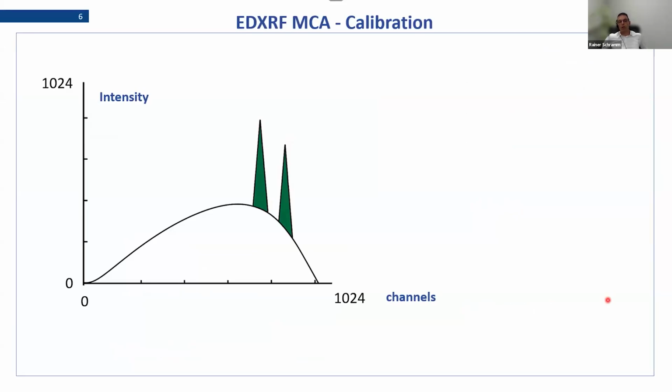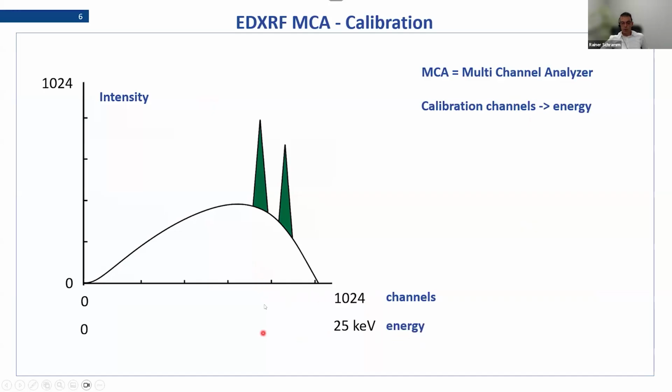MCA is the multiple channel analyzer. When we look at our spectrum, we will have a continuous background and we will have our peaks on top. And this multi-channel analyzer is taking this into channels. And what we finally need is energy. That means we need a transfer from channel to energy. That means this peak positioning in a certain channel has to correspond to a certain energy. And that means, therefore, we need a calibration which tells us which channel belongs to which energy.